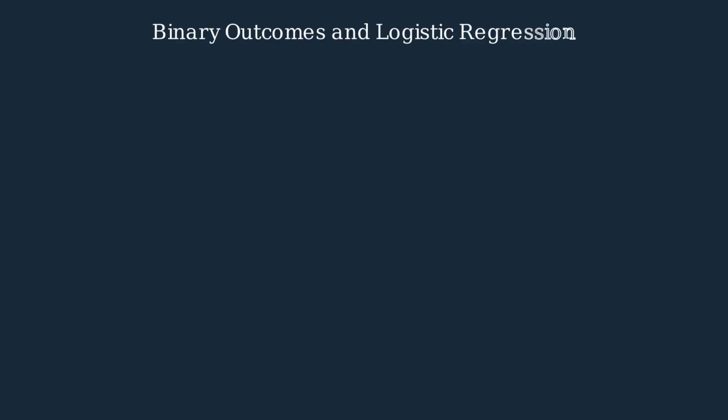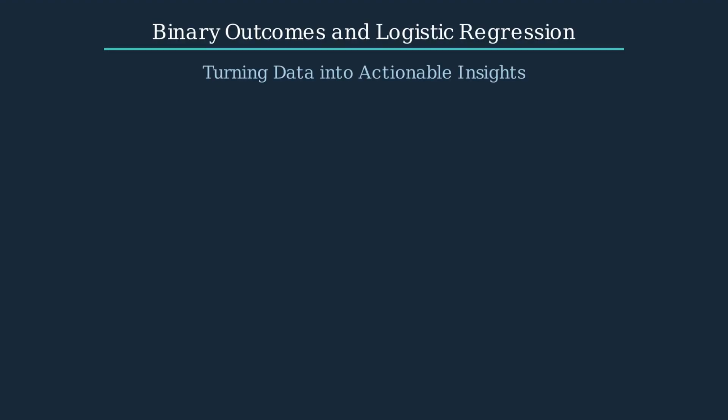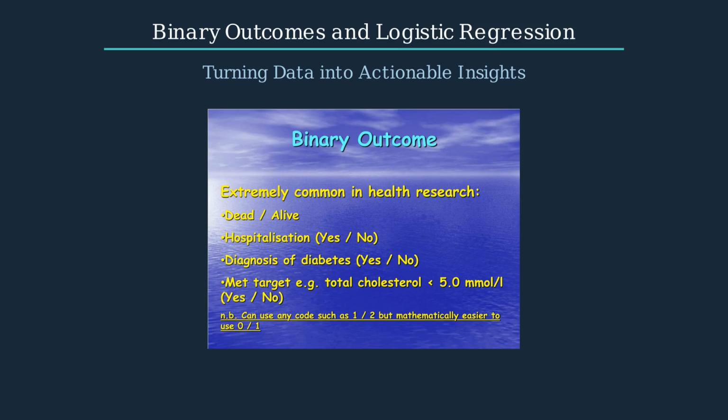Welcome to our introduction to binary outcomes and logistic regression. In many real-world problems, we encounter binary outcomes, situations with only two possible results. Examples include whether a patient survives a treatment, if a customer makes a purchase, or if an email is spam.